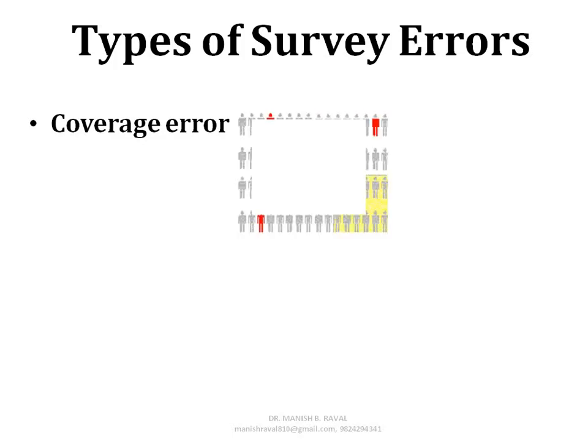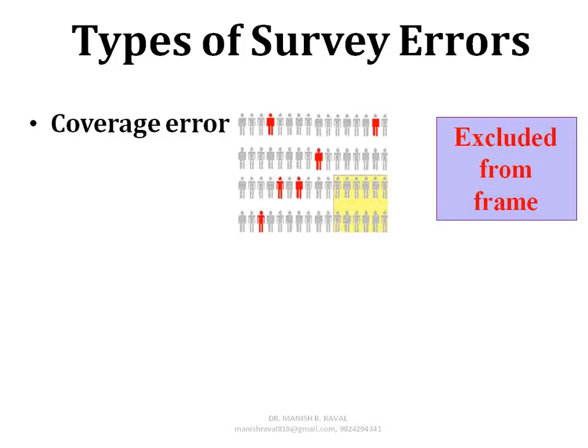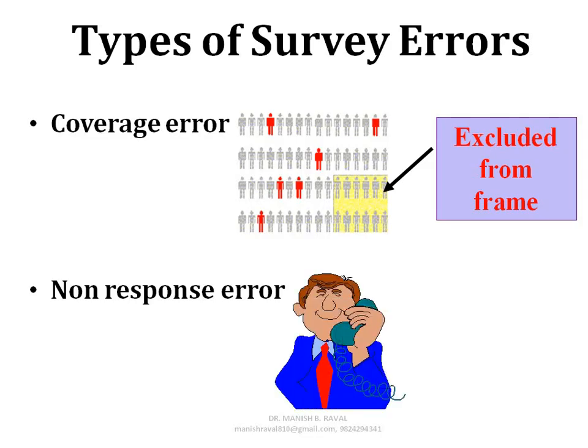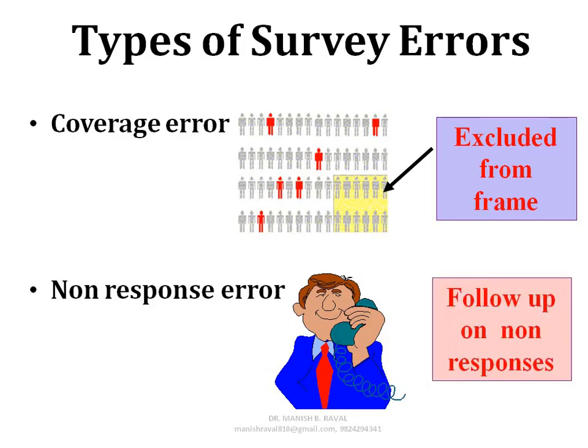The first one is coverage error, under which the sample is not selected properly and some members who must have been selected are excluded from the sample. So your sample has coverage error: some who must have been covered are excluded. So this is coverage error. Another kind of error is non-response error. When you call or try to get a response from your respondent, but he does not respond appropriately, the error that occurs is known as non-response error.